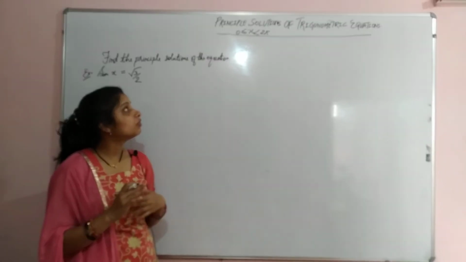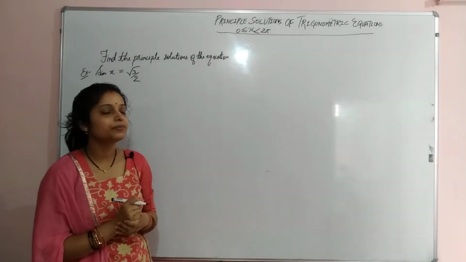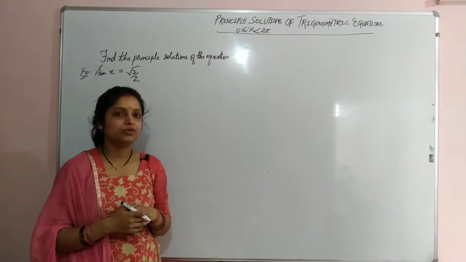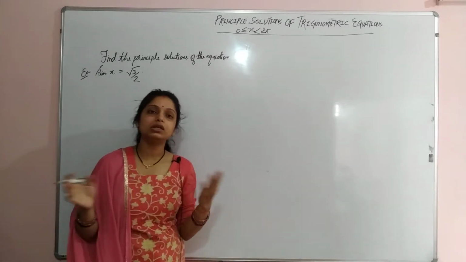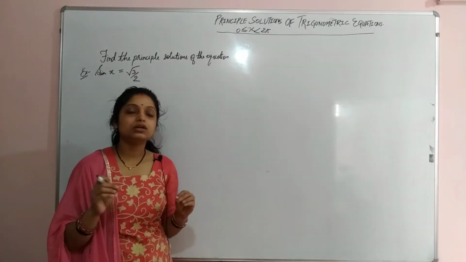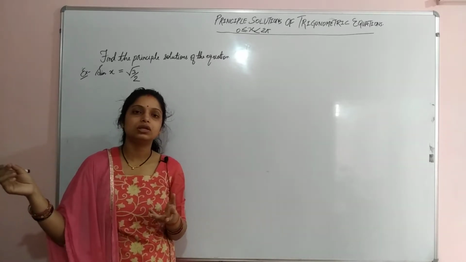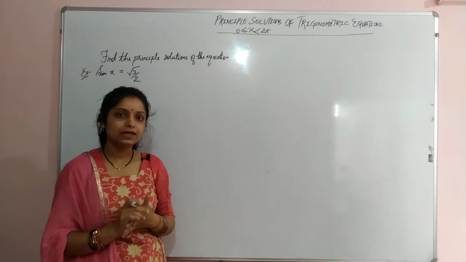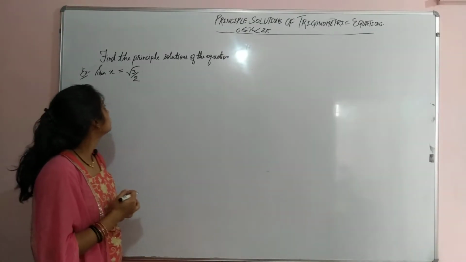Clear? So all the values between 0 to 2 pi are the principal solutions of that trigonometric equation. And if I am talking about the general solution, then all the possible solutions we can write in terms of n, where n is 0, 1, 2, 3, a set of integers. n belongs to the set of integers. Clear? So here I am going to solve a question.